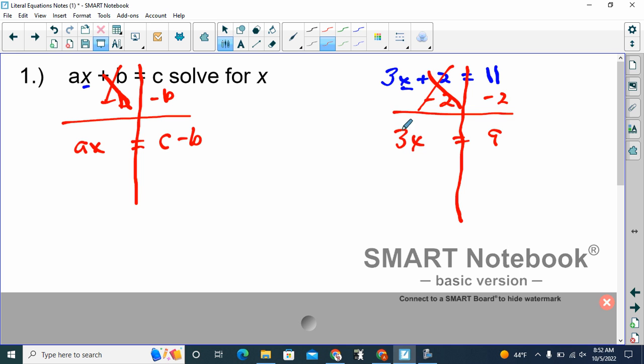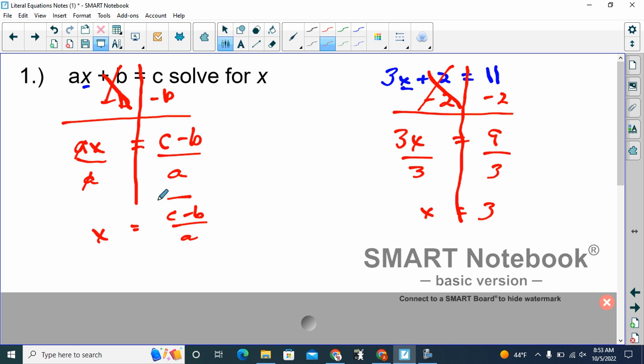Going back to the old problem, this is multiplication. I divide both sides by 3. We get x equals 3. Same thing works here. This is multiplication. So I divide. I'm not dividing by 3, but I'm dividing by whatever that a is. And these cancel. And I get x equals c minus b divided by a. So the steps are exactly the same. It's just I can't combine my variables like I can combine my numbers.